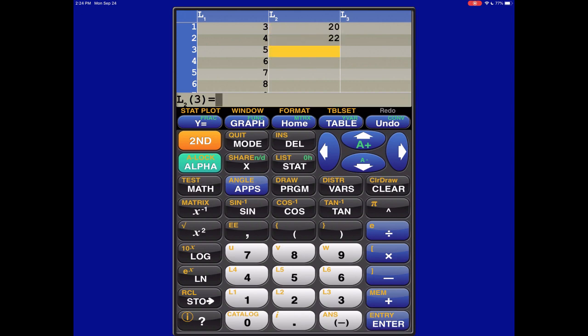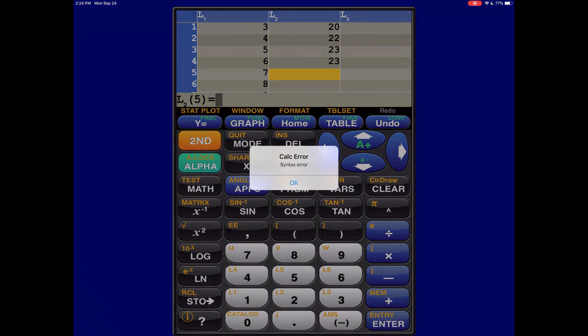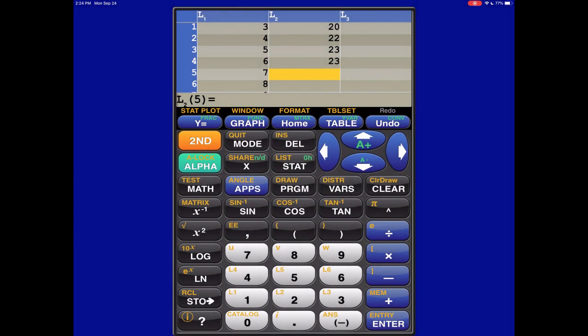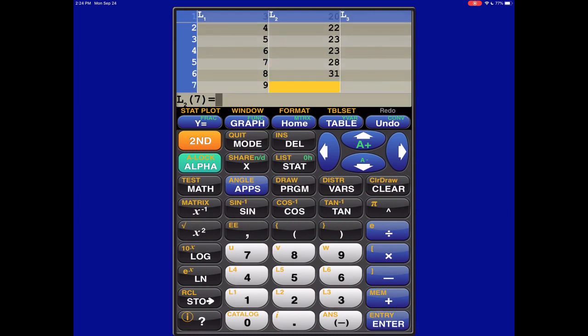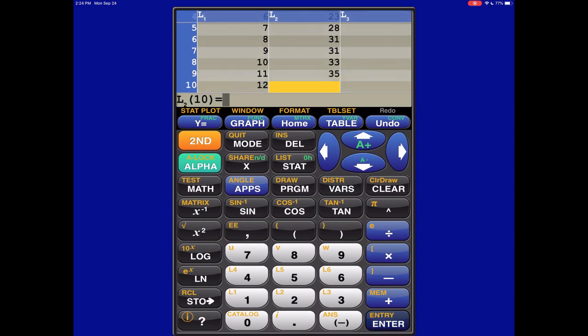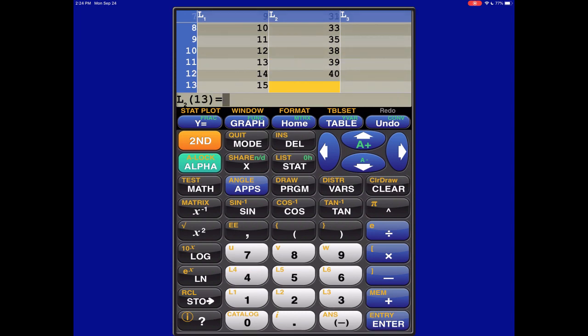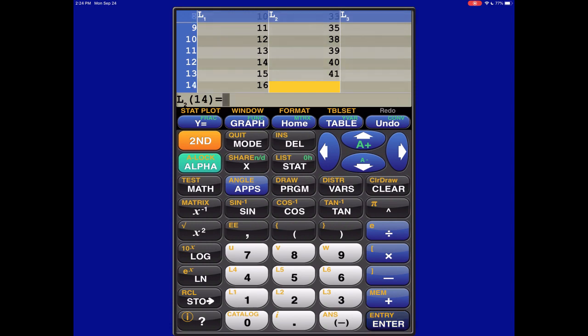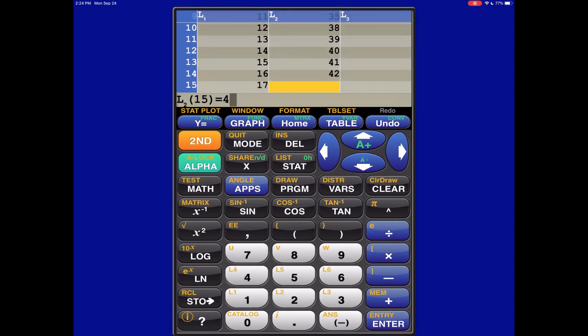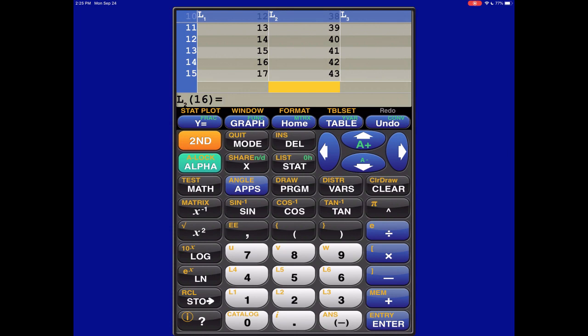20, 22, 23, 27, 28, 28, 31, 31, 33, 35, 38, 39, 40, 41, 42, and 43. And again, they highlight together.